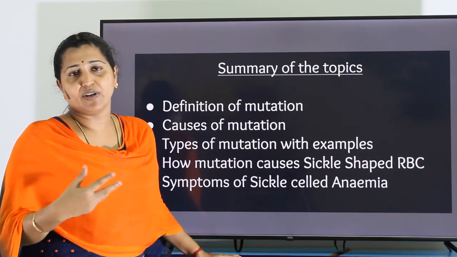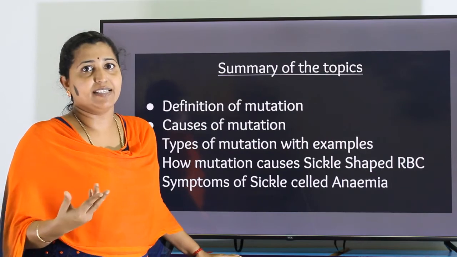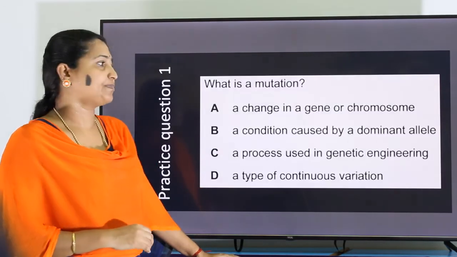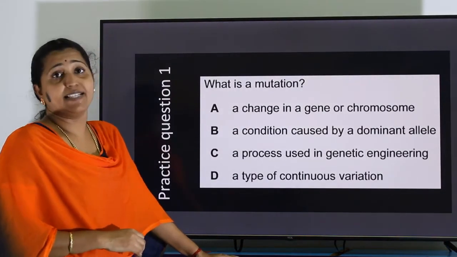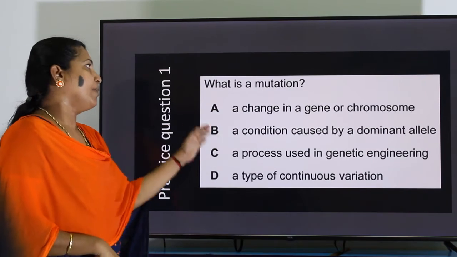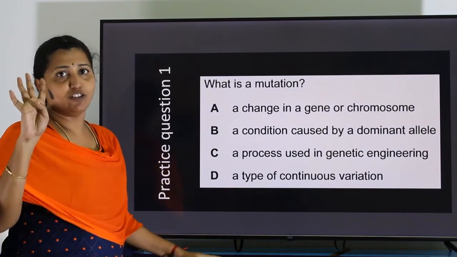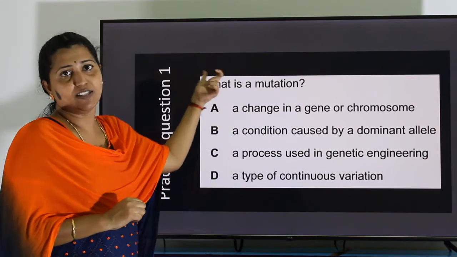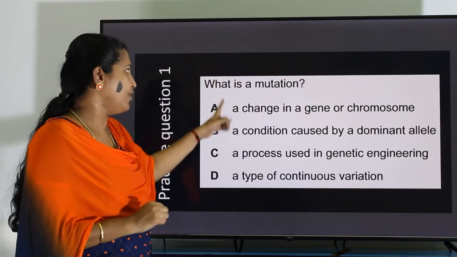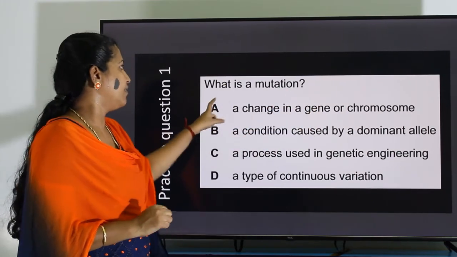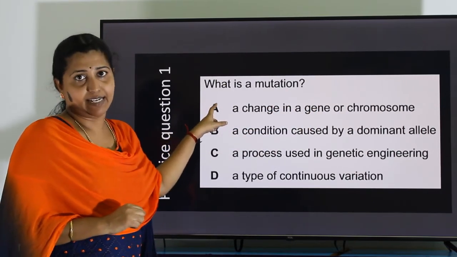Okay, so dear students, now we can see some practice questions related to our topic. The first question is actually a multiple choice question. What is mutation? Remember, for this type of question there will be 4 choices, so you can select the correct choice. We know mutation is a change in the gene or chromosome. So option A is the correct answer.